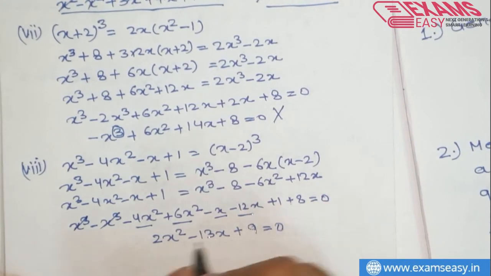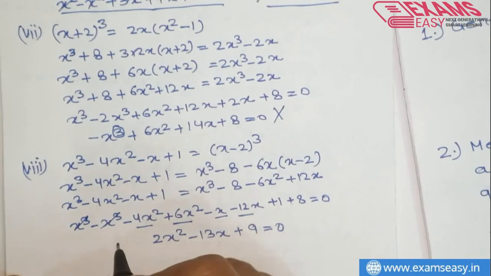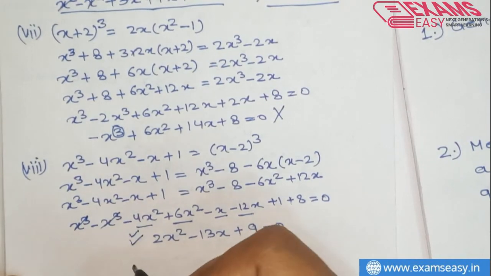is equal to 0. Now let us see the generic form of a quadratic equation: ax square minus bx plus c is equal to 0. So it has maximum power of 2 and has only one variable, so the given expression is a quadratic expression.